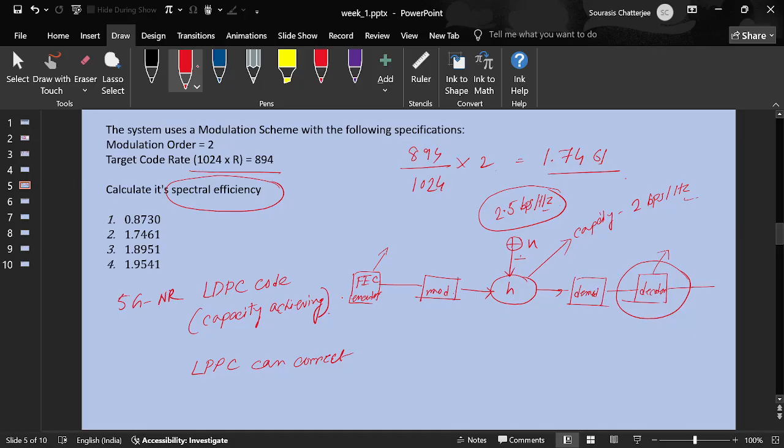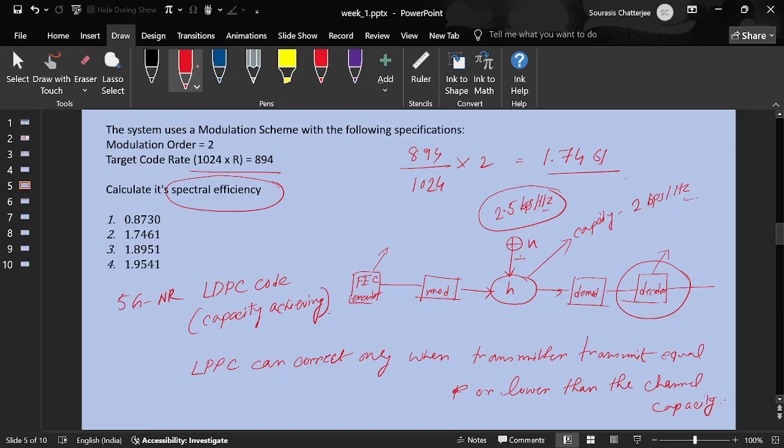So let me write it down here. LDPC can correct only when the transmitter transmits at a rate equal to or lower than the channel capacity. When this condition is not met, LDPC can no longer save you.